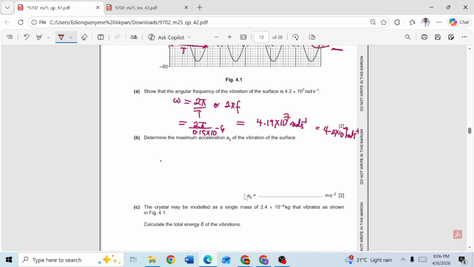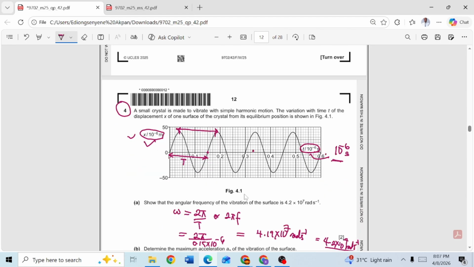The next one, determine the maximum acceleration of the vibration of the surface. What is simple harmonic motion? Simple harmonic motion is a form of motion whose acceleration is proportional to displacement in the opposite direction. So we have acceleration equal to minus omega squared x. Maximum acceleration occurs at maximum displacement, which is what we call the amplitude. In this question, we have omega, which is 4.2 times 10 raised to the power of 7. Let's read out the value for amplitude. What is amplitude? Amplitude is the maximum displacement of an oscillating body.